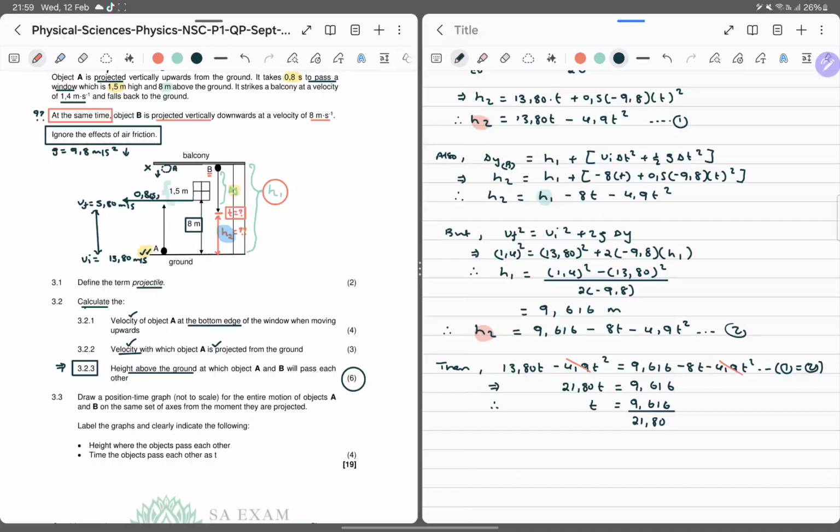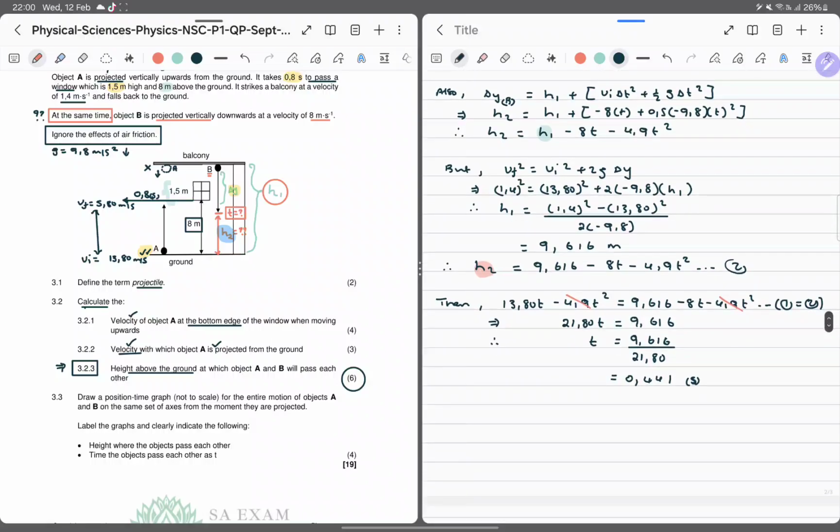So 9.616 divided by 21.80. So this gives us an answer of 0.441 to 3 decimal places. But remember, the 1 is totally insignificant. There's not even a need to keep it, but let's leave it. It's an intermediate answer. This is seconds. I never feel comfortable writing seconds as just S here, because my S looks like a 5, so I always put it in brackets. I don't know why. Maybe it's accepted, maybe it's not.